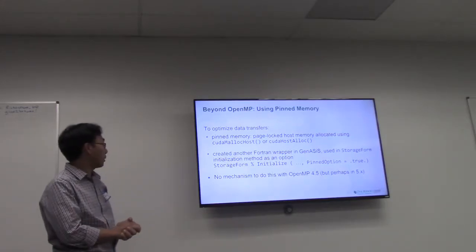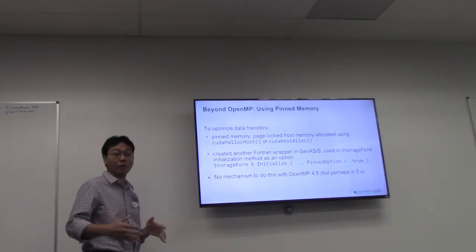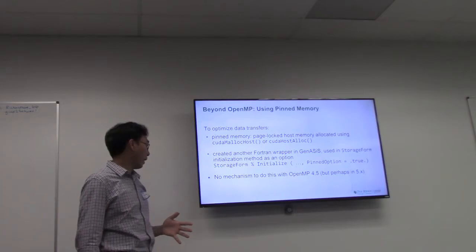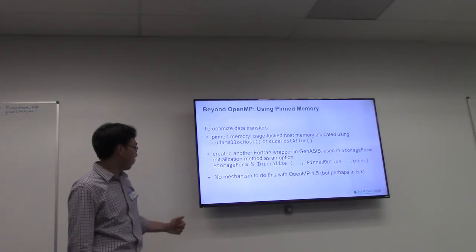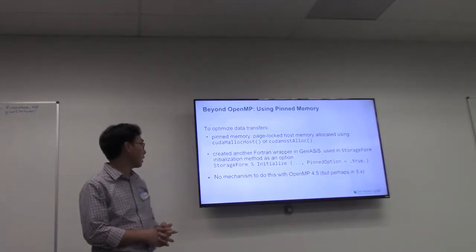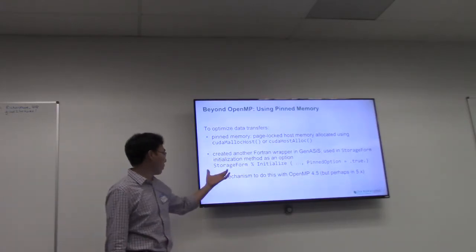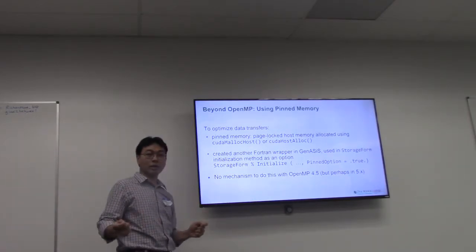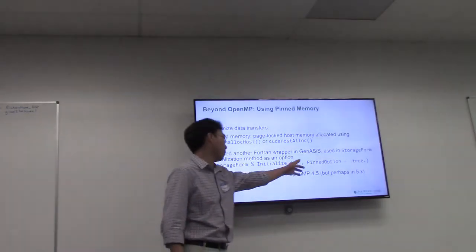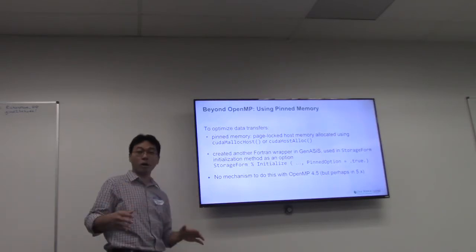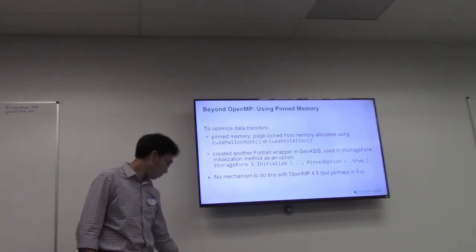We are all familiar with using pinned memory. Unfortunately, there is not a mechanism yet in OpenMP to use pinned memory, and I heard that may be coming in a future OpenMP standard. But basically, we wrote another Fortran wrapper in Genesis to CUDA malloc host so that we can use pinned memory strategically. We add an option to our storage form so that for some of the variables that we want to transfer back and forth to the GPU, we have a pin option equal true, which under the hood, instead of calling the Fortran allocate statement, calls our wrapper to CUDA malloc host.